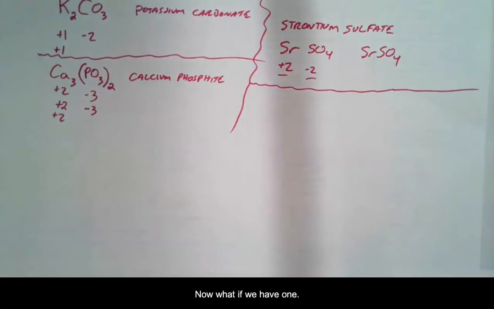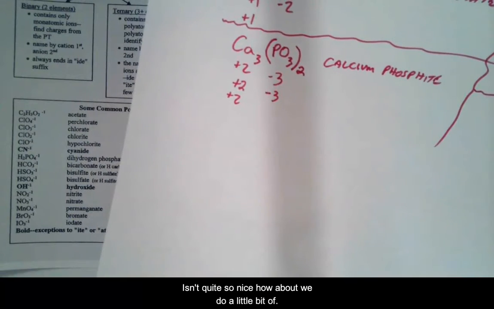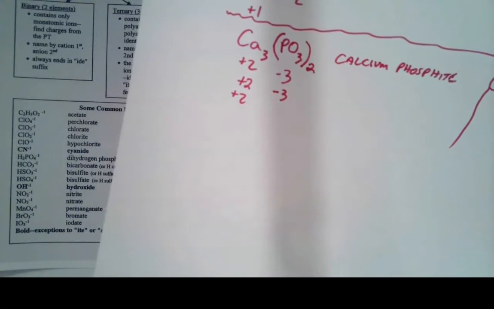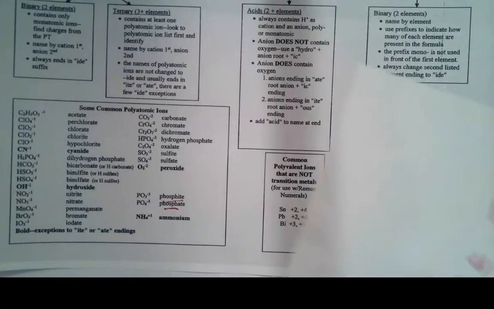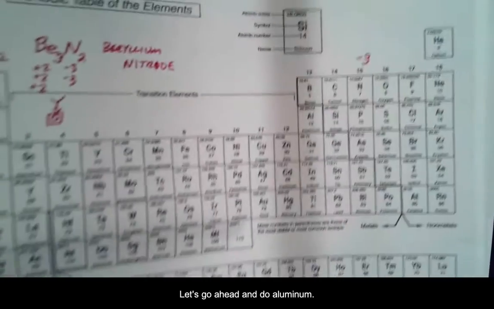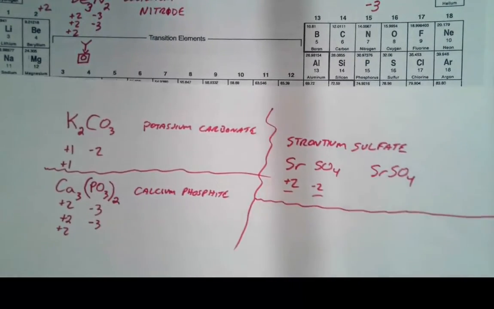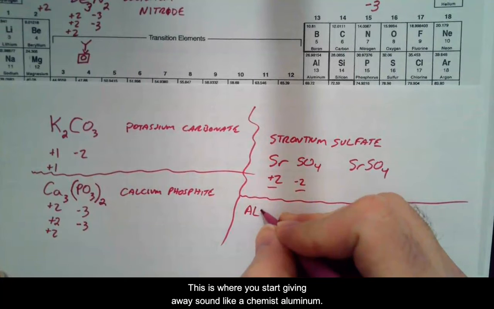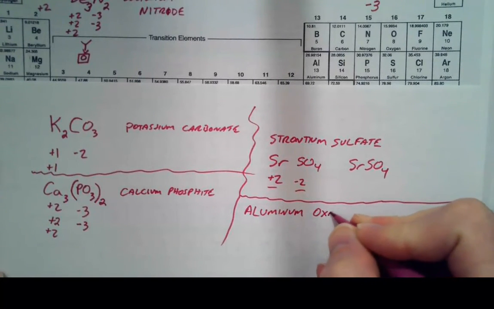Right? Now, what if we have one that isn't quite so nice? I just want to find one that I don't necessarily always use. Oh, yes. Okay, let's do that one. Let's go ahead and do aluminum oxalate. This is where you start to really sound like a chemist. Aluminum. Yes, go into the lab and get yourself some aluminum oxalate.